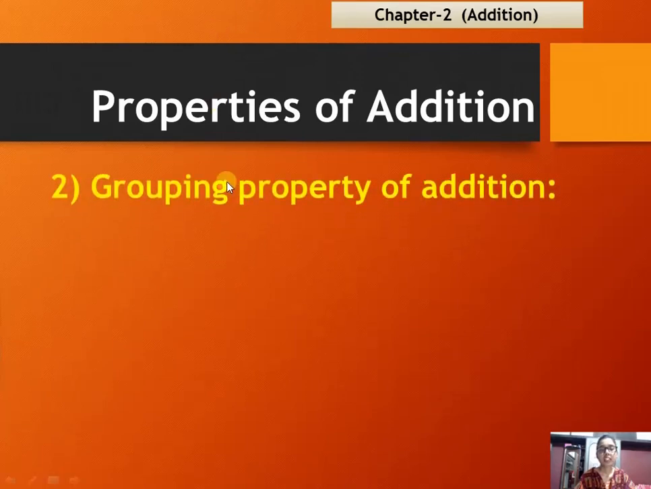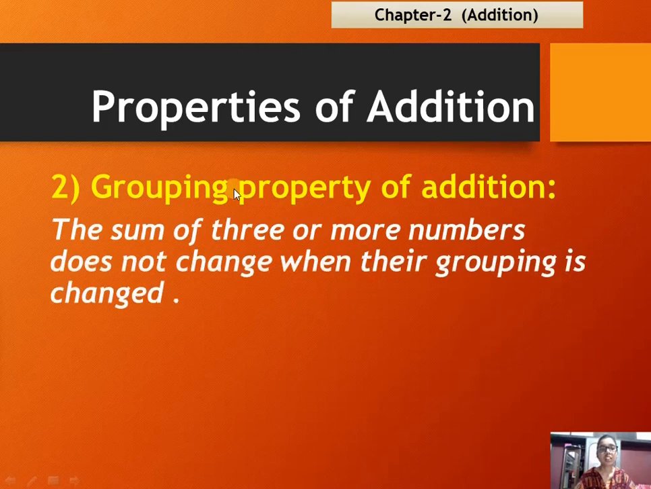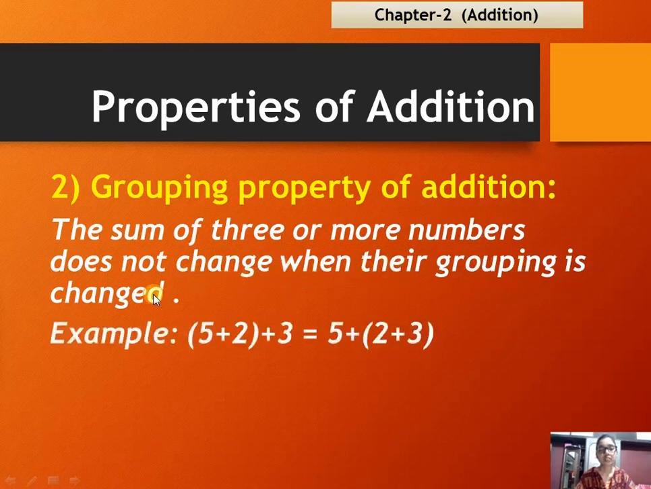Next property is grouping property of addition. According to this property, the sum of three or more numbers does not change when their grouping is changed. Let's see an example. Here we have grouped 5 and 2 together through this bracket, and on this side we have grouped 2 and 3. Okay, now let's see the answer.